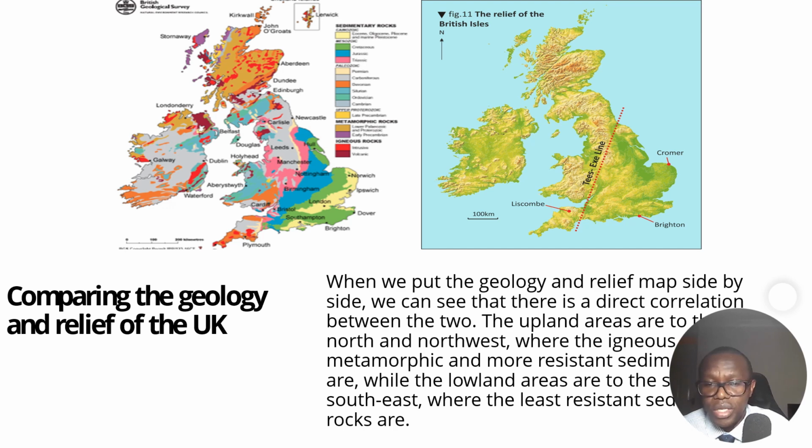And then to the southeast and south of the Tees-Exe line, we have the lower relief, mostly in green and a lighter shade of brown, and it's those areas that have the sedimentary rocks, which are less resistant. So there is actually a direct correlation between the relief and the geology of the UK.